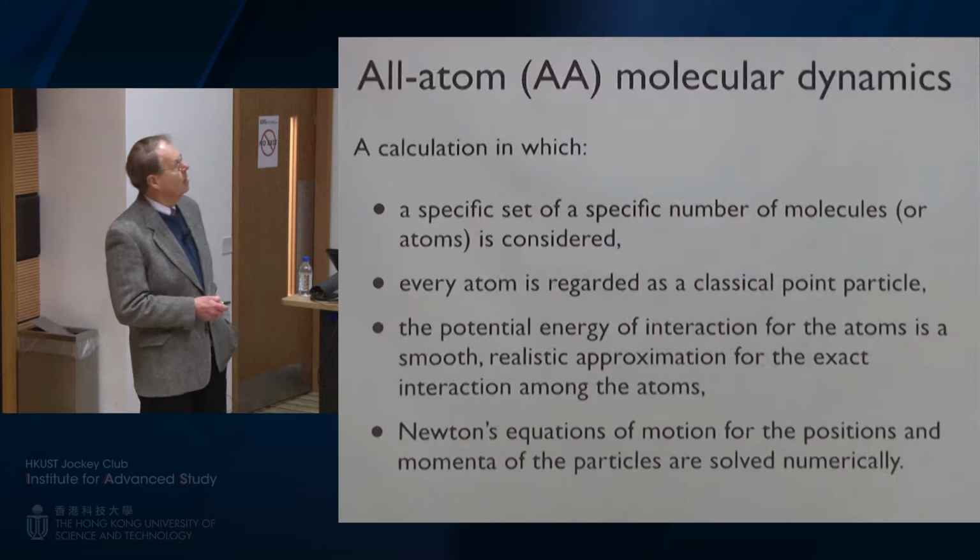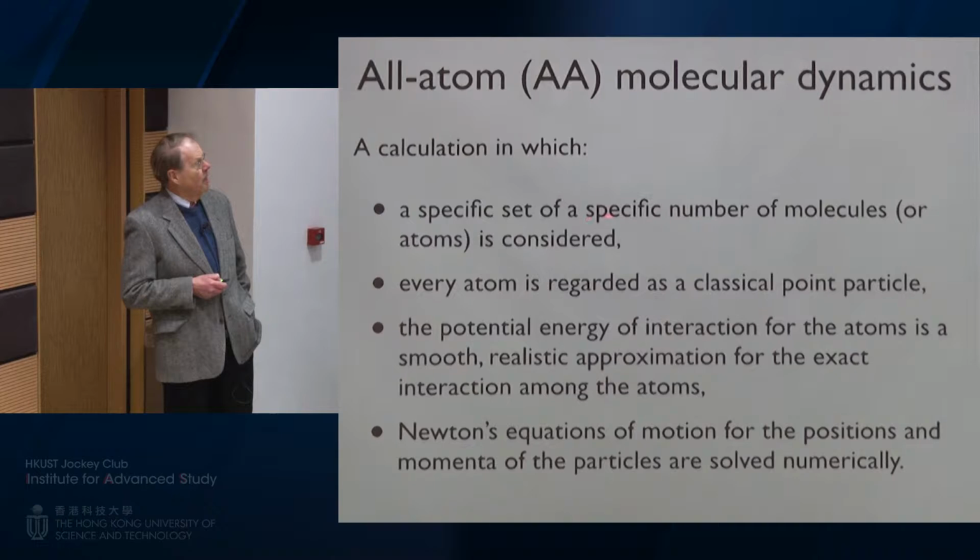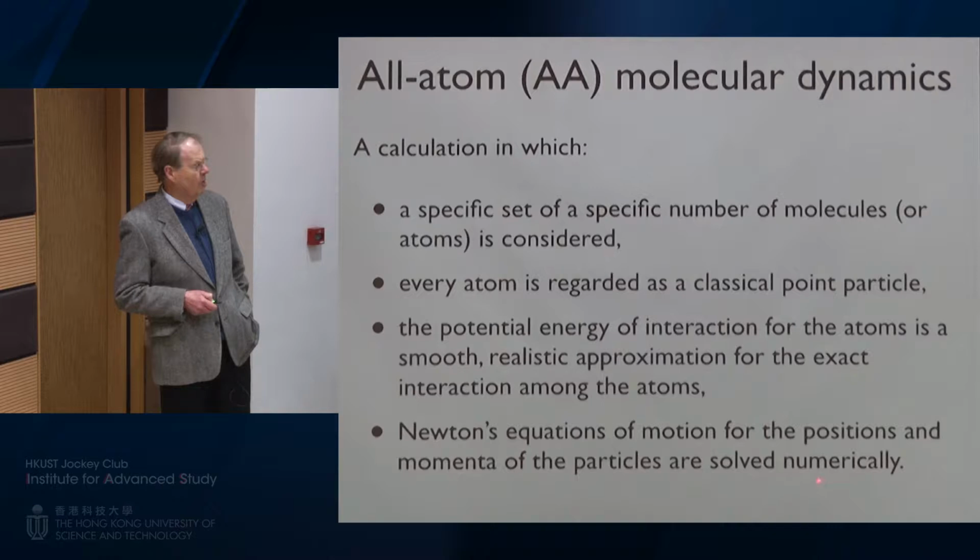So all-atom molecular dynamics is a calculation in which the following things are done. You choose a specific number of molecules. So you decide which molecules you're interested in, how many of them you're going to have. Every atom is regarded as a classical point particle. The potential energy of interaction for the atoms that you use is a smooth, realistic approximation to the exact interaction among the atoms. And then Newton's equations of motion for the positions and momenta of the particles are solved numerically.